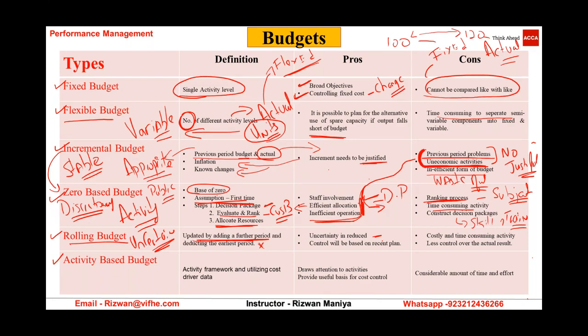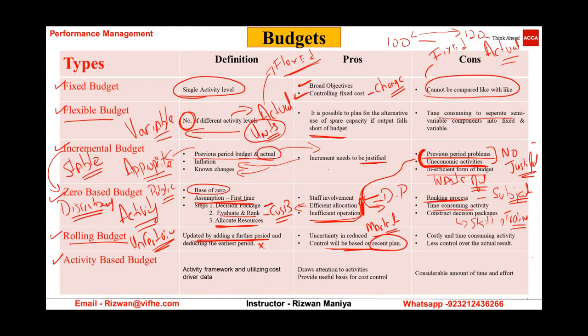So yes, it reduces uncertainty, and using rolling budget, your control will be based on the recent updated plan, because you are continuously updating your budget according to the market conditions. So the key thing is that rolling budget is being updated according to the market conditions. Through this, our plan will be updated considering the bad points.